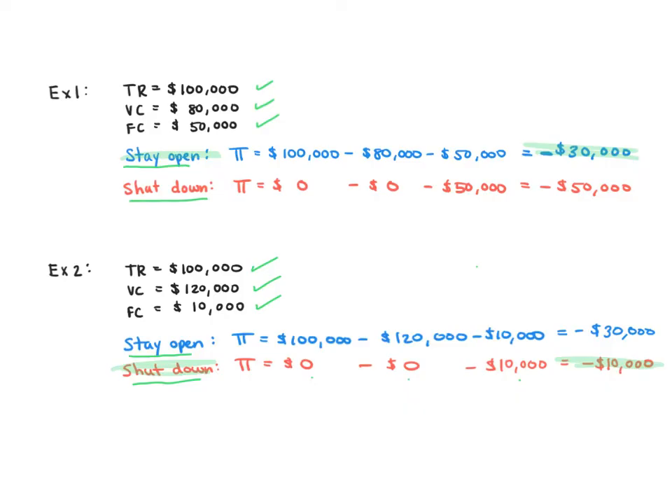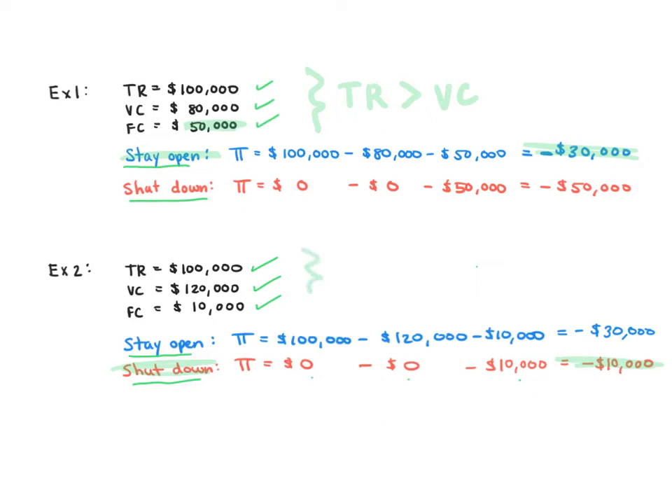What's the difference here? Well, in the first example, the firm's total revenue more than covered its variable cost. Its total revenue of $100,000 was $20,000 more than its variable cost of $80,000. So by staying open, it would more than cover its variable cost and in fact have $20,000 left over to put towards its fixed cost of $50,000. If it shuts down, it has to pay the entire $50,000 fixed cost, but by staying open, it can pay off $20,000 of this fixed cost and so only lose $30,000.